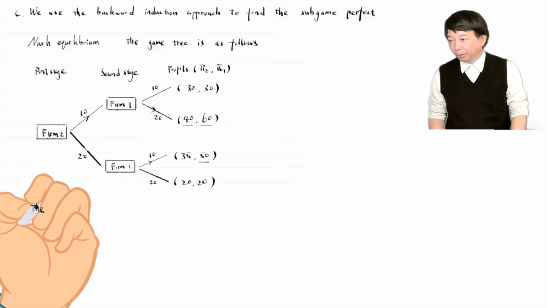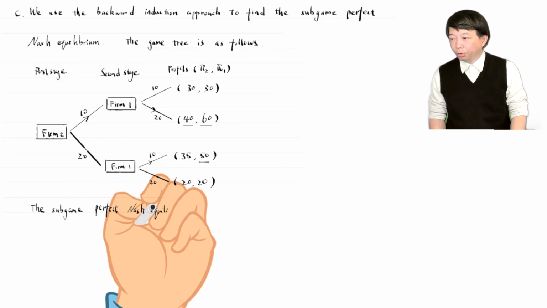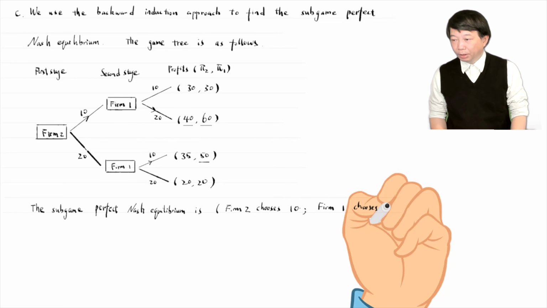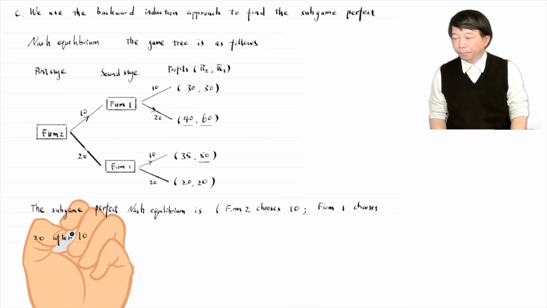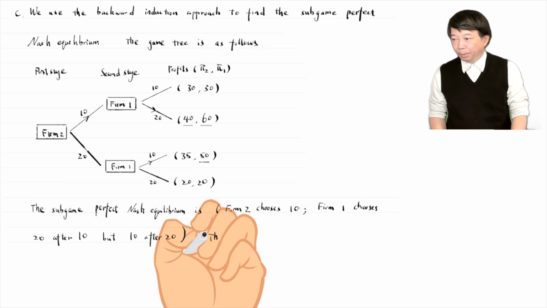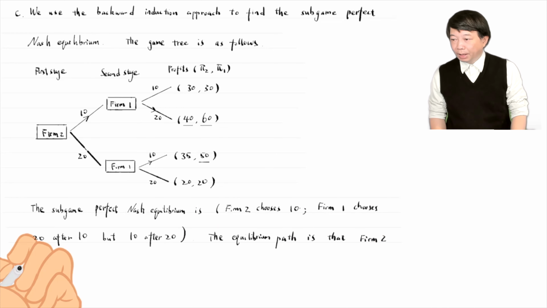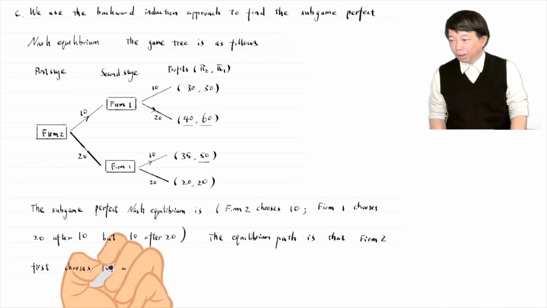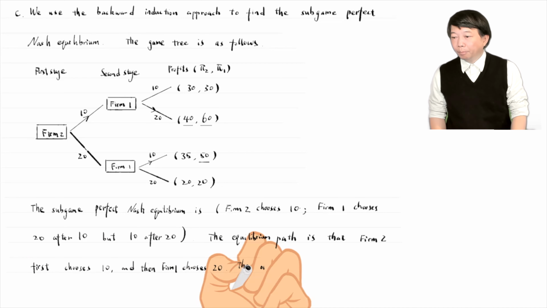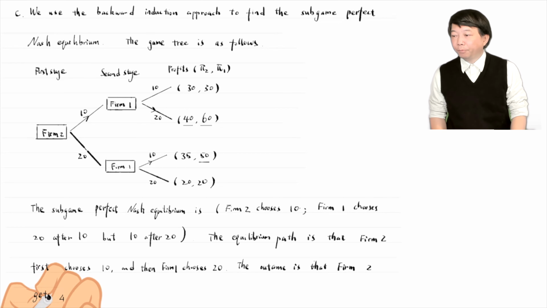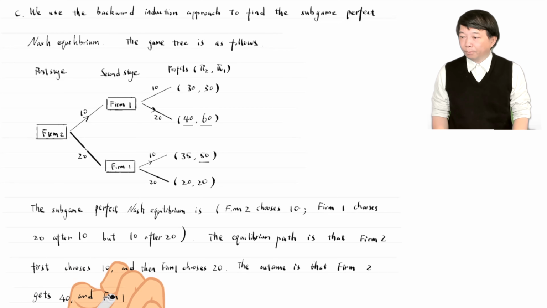The subgame perfect Nash equilibrium is that Firm 2 chooses 10, and Firm 1 chooses 20 after 10 and 10 after 20. The equilibrium path is that Firm 2 first chooses 10, and then Firm 1 chooses 20. The outcome of the sequential dynamic game is that Firm 2 gets 40 and Firm 1 gets 60.